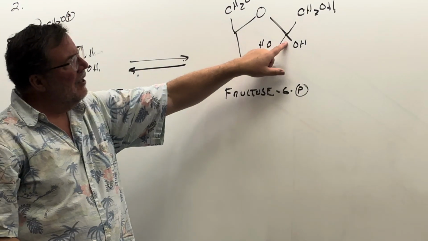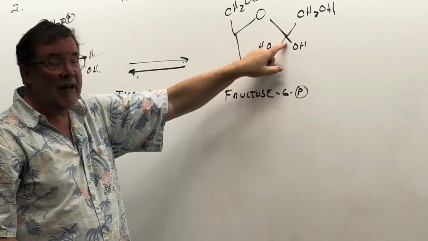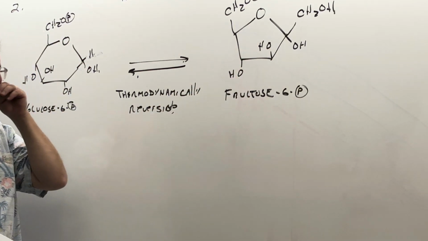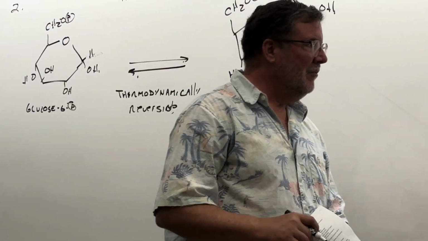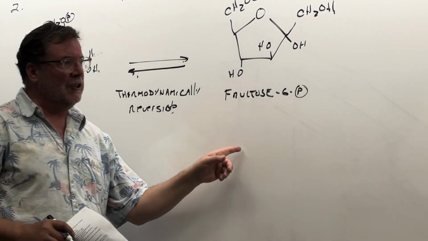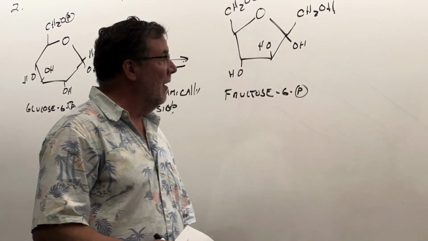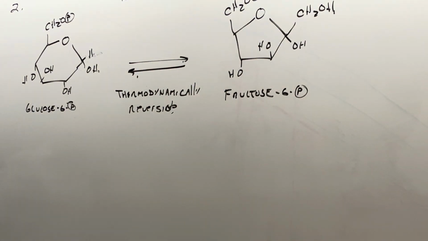So what that tells us, now when this opens up, this is going to be a keto group right here, and that's going to facilitate the cleavage of this bond right there. Now some tissues, if you happen to have fructose in your bloodstream, some tissues that are expressing this can take fructose and directly phosphorylate it here to fructose 6-phosphate.